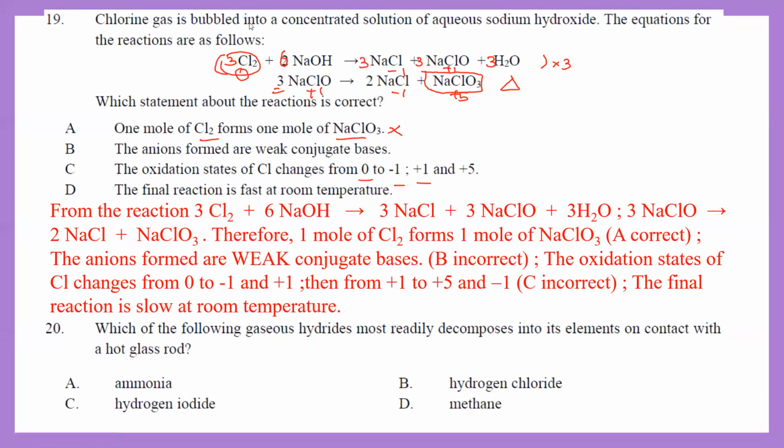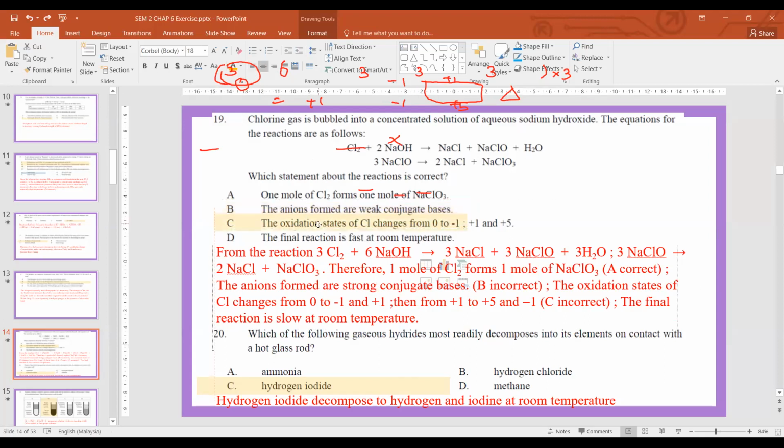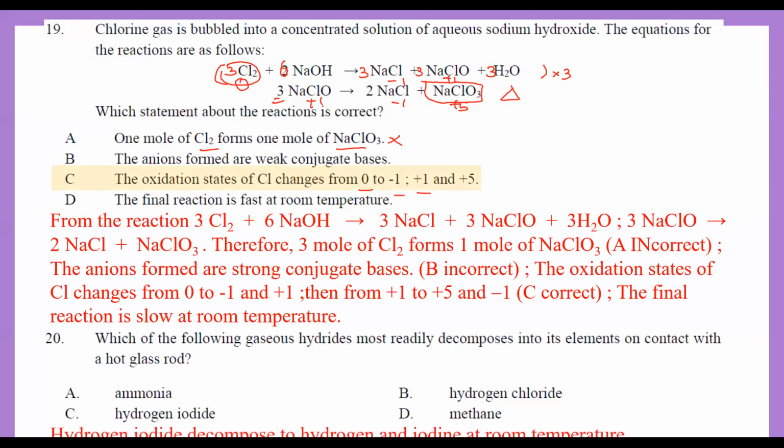Okay, because this is oxidation, the best one is C. C. The oxidation state changes from 0 to -1, +1, and +5. So these are the changes of the Cl. C is correct. Sorry for that, my mistake. So the best answer that describes all this is C. Okay, so 19 is C. Pardon my mistake.